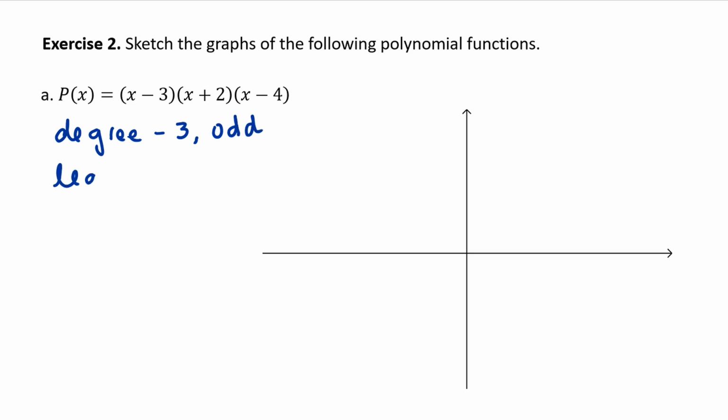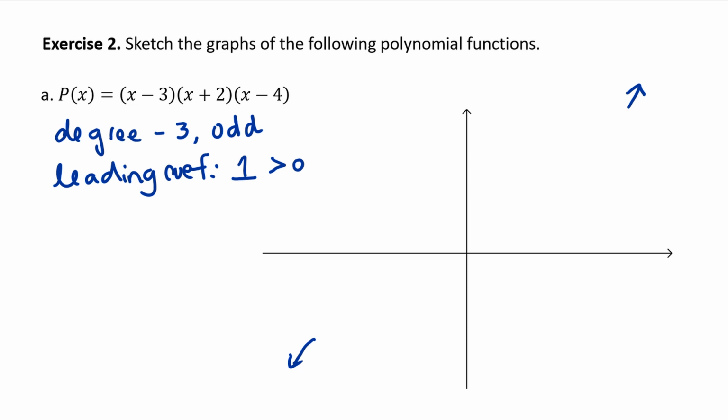The leading coefficient, x times x times x. The constant there is just 1, so we know that that's positive. That gives us our end behavior. That is, it is degree odd, so it's opposite directions. It's going to be increasing, so that gives us our end behavior.